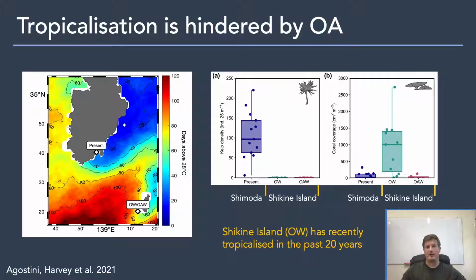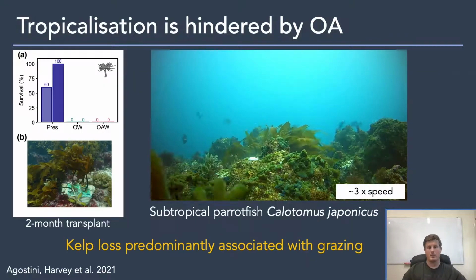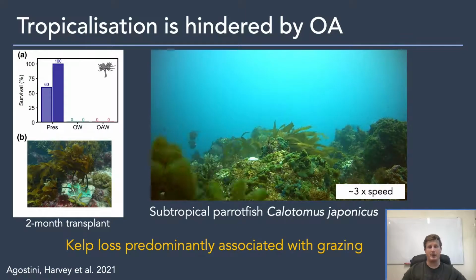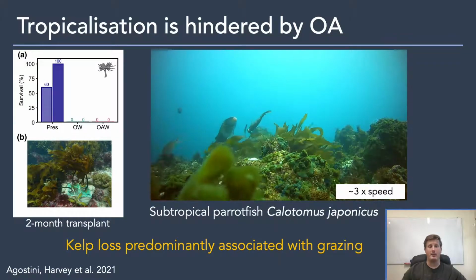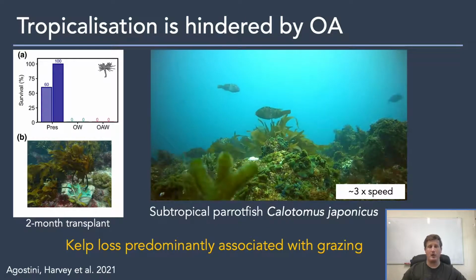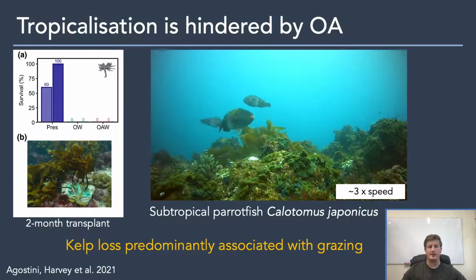Instead, we have the corals present within the Shikine control system, whereas those same corals are generally unable to survive within Shimoda due to the cold winters. And so overall, this suggests, between these two, that Shikine Island has undergone a tropicalisation quite recently, in the past 20 years. So we wanted to understand how this kelp loss was coming about, and so we set up a number of 2-month transplants of kelp into the 3 sites.